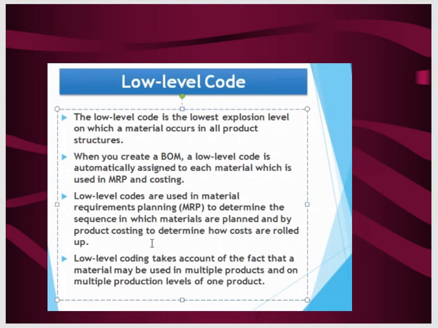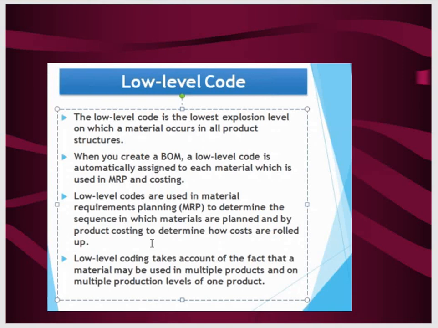So this is the important one. What is low level code? Basically, this low level code is an important thing, and you can be asked this question by the interviewer: what is the use of low level code, and what is low level code? The low level code is the lowest explosion level on which a material occurs in all product structures. Basically this is used in MRP, material requirement planning. We'll study MRP in our later videos.